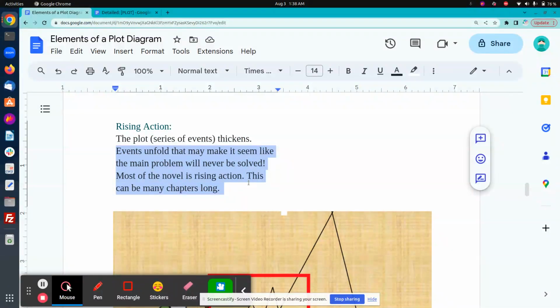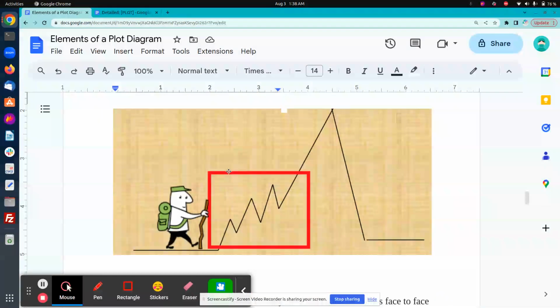Events unfold that may make it seem like the main problem will never be solved. Most of the novel is rising action. This can be many chapters long. You need to keep in mind that the rising action starts just after the introduction, and it can take plenty of the pages and chapters of the book, because the rising action will take characters to the climax or the tension of the story. All right, so most of the novel is rising action, where your interest starts to develop.